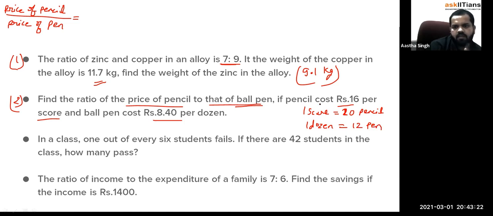So basically, pencil cost is 16 per score, which is 16 by 20, right? So your cost will be 16 by 20. And your pen costs 8.4 per dozen, so 8.4 by 12. I think now you can calculate your question, right?